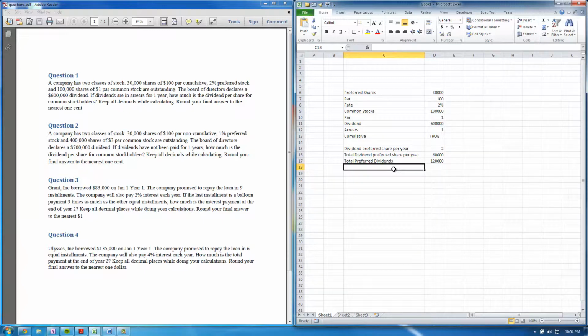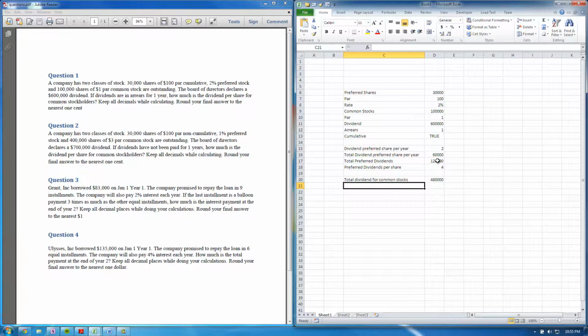Next, we're going to want to find the preferred dividends per share. So rather than just the total, how much is it per share? So this is going to be equal to the total divided by the number of preferred shares. So the answer here is $4 in terms of preferred dividends per share, but what we want to find is the dividend per share for common stockholders. So in order to find this, we just find how much the total is, the total dividends for common stocks, which is going to be equal to the total dividends minus the total for the preferred dividends. So that's going to leave us at 480,000.